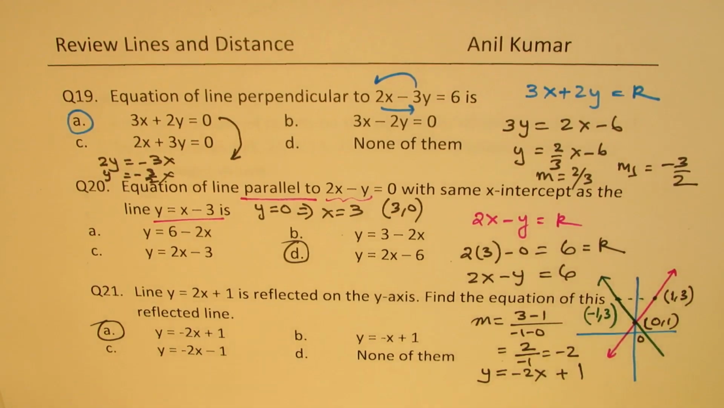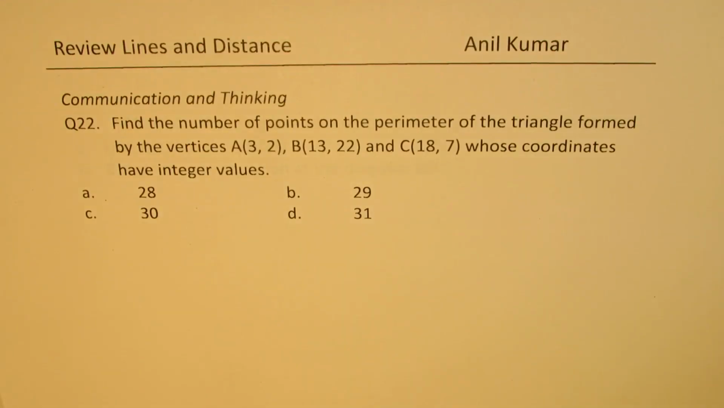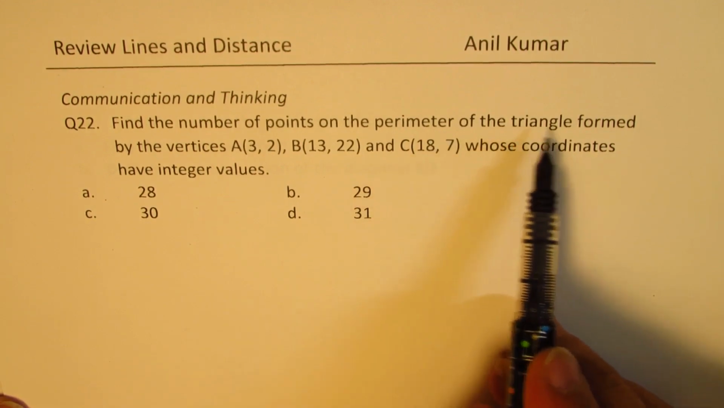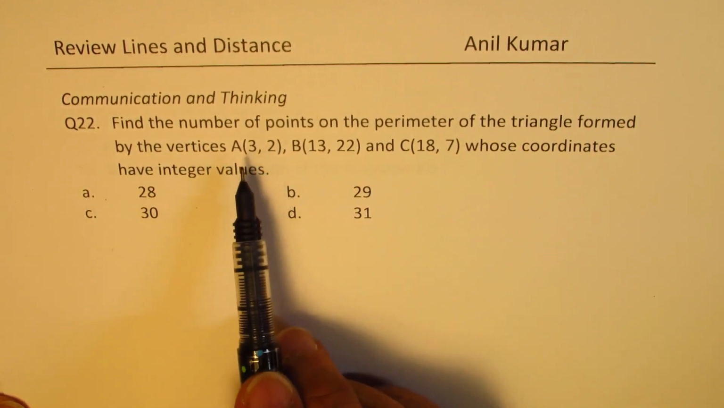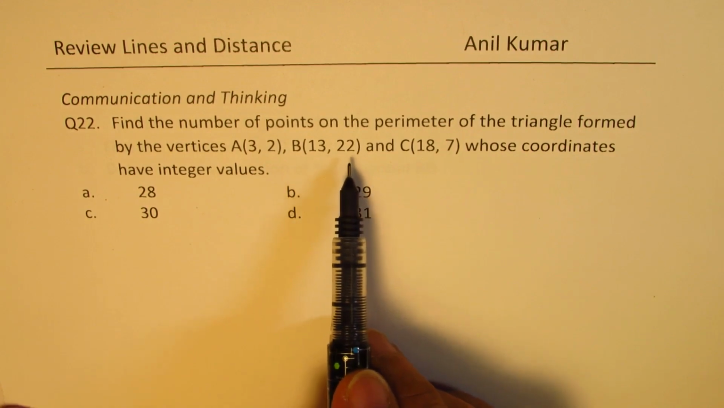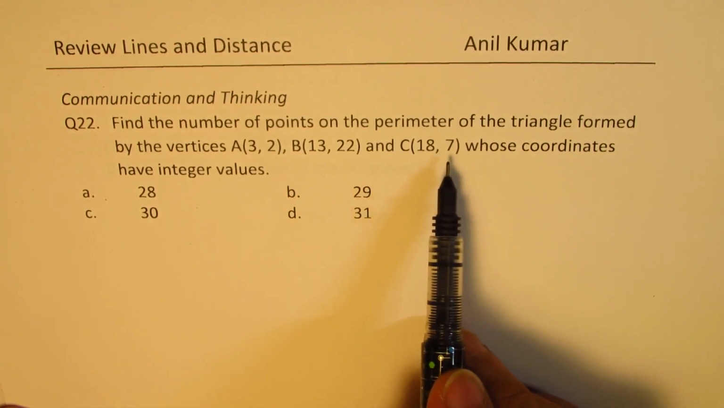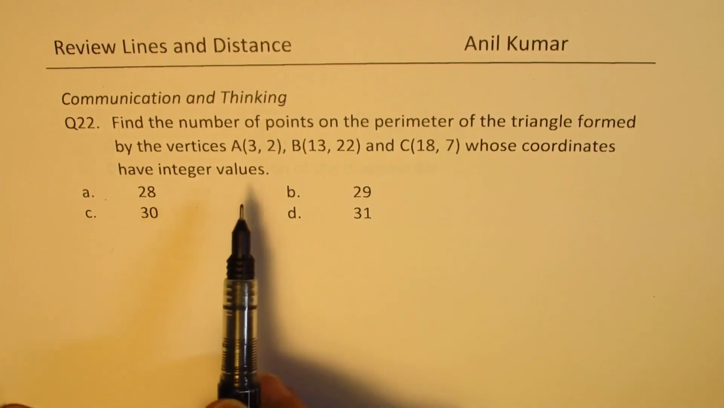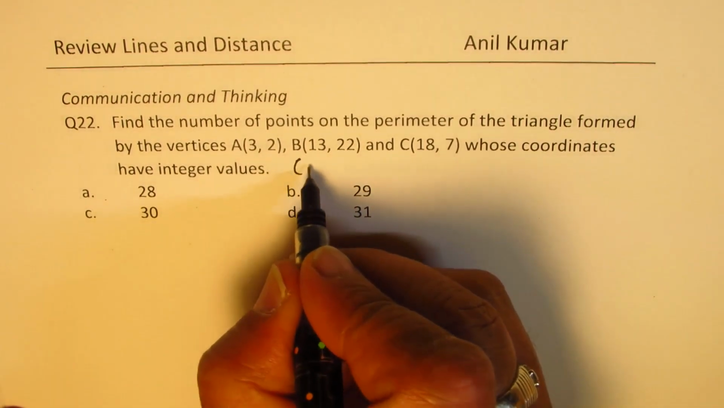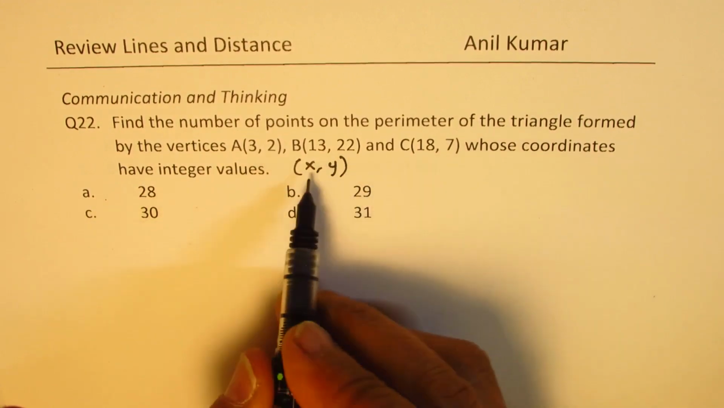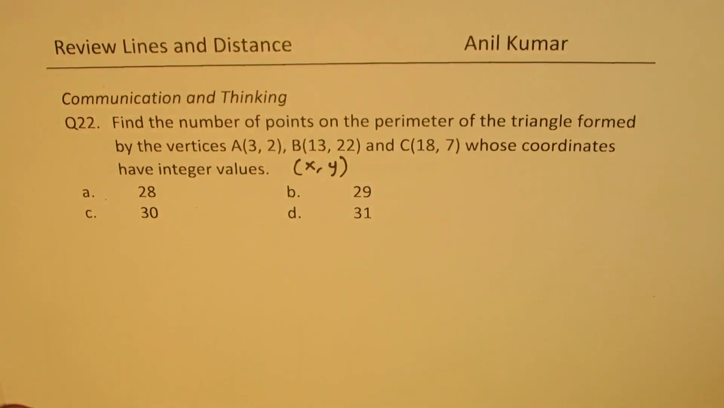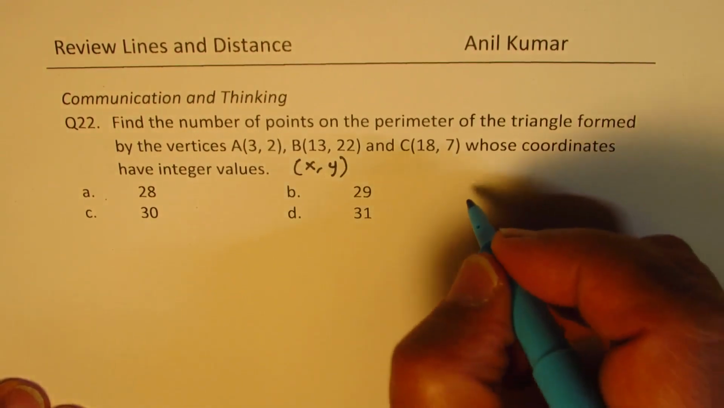Now let's look into question 22. Find the number of points on the perimeter of the triangle formed by the vertices A is 3, 2, B is 13, 22, and C is 18, 7, whose coordinates have integer values. Means the coordinate values we are expecting, x and y, are whole numbers, could be positive or negative, integer values, right? So let's try to understand this.